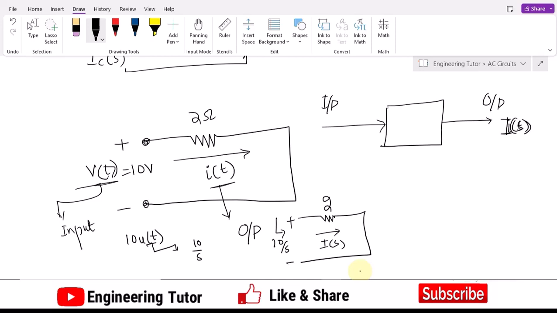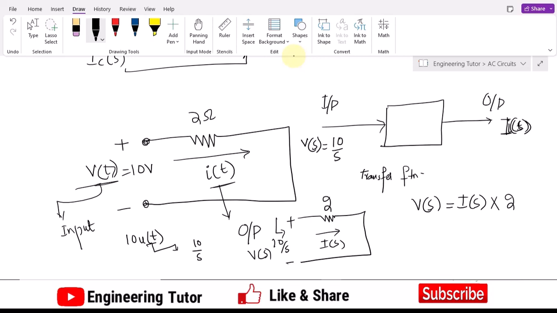Now, here this will be replaced with I of S, and here it will be V of S, and the value of V of S is 10 by S. In the circuit we can see this is 2, so V of S is equal to I of S multiplied by 2, and inside of it we have to write the transfer function.